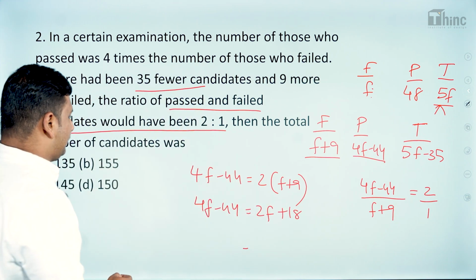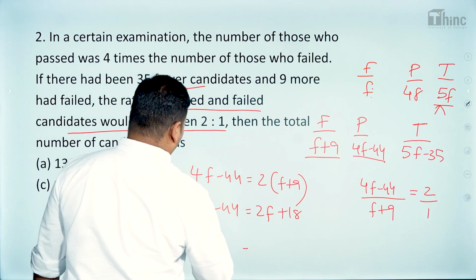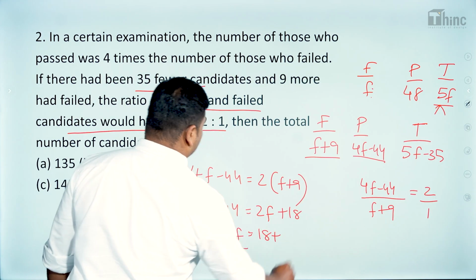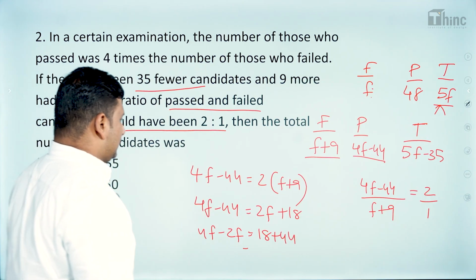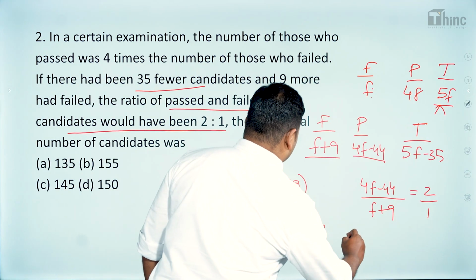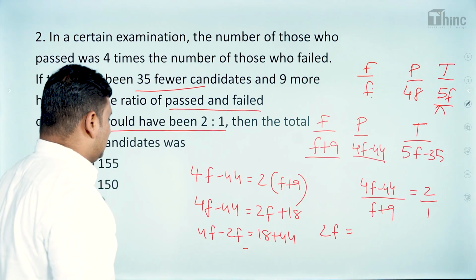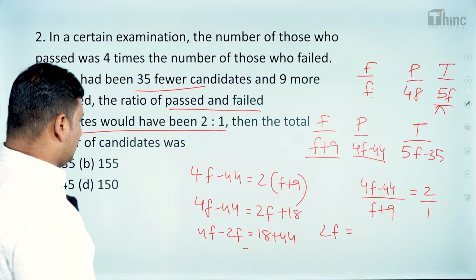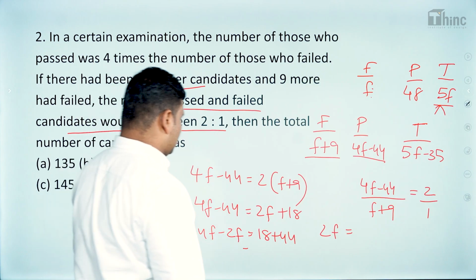Now we can keep F's to one side. So what will we get? 4F minus 2F equals 18 plus 44. All good. So that means 2F equals 18 plus 44. What is that?